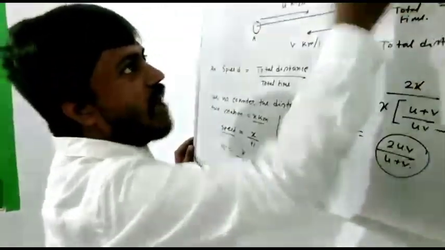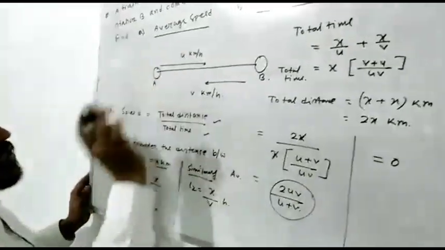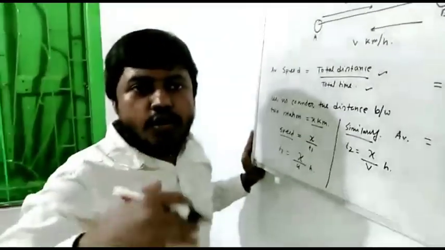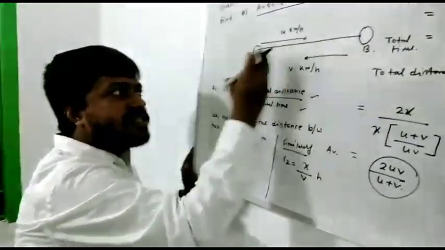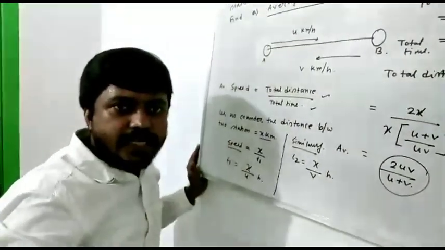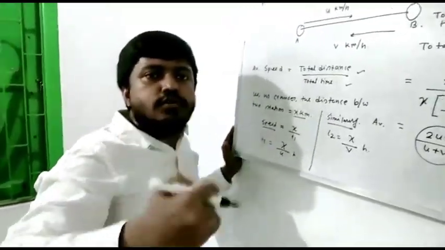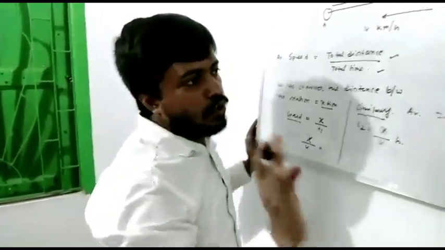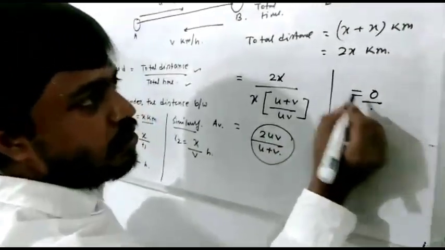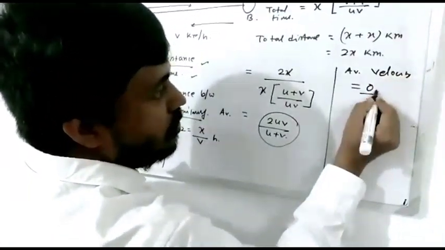Now for the second question, average velocity. Average velocity, students, is 0. Why? Because the average velocity formula equals total displacement by total time. Since the train comes back to the same station, if the particle or object returns back to the same point, then total displacement will be 0. So 0 by something equals 0. So average velocity equals 0.